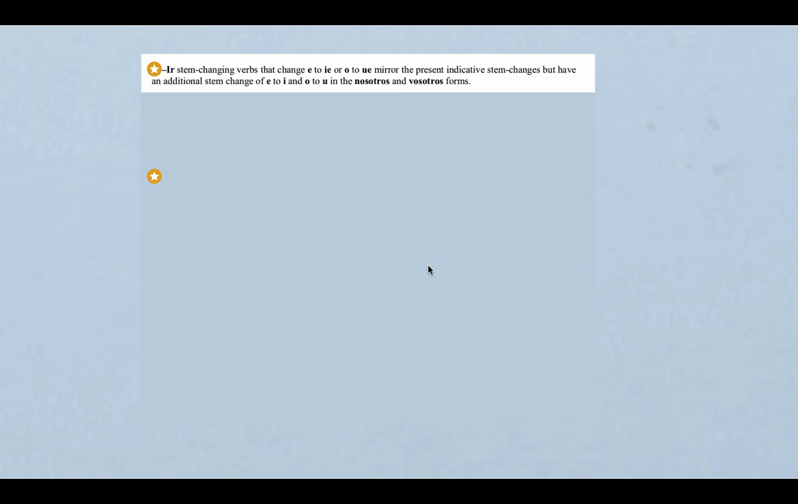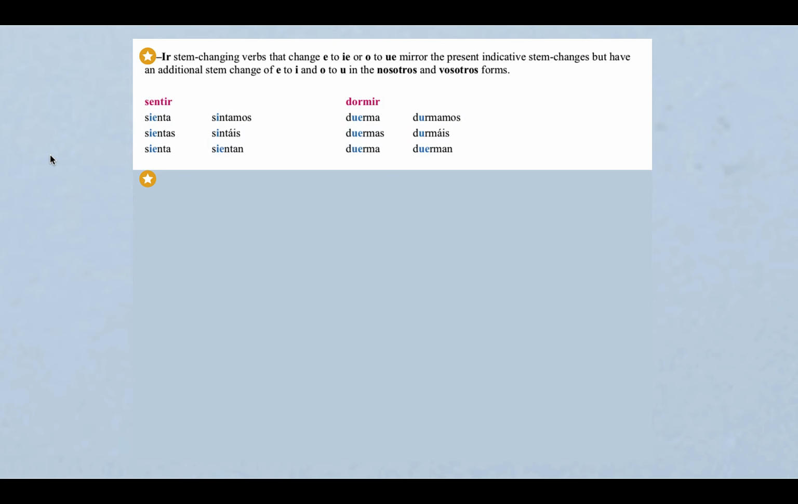So, for our stem changing verbs that change E to IE or O to UE, they mirror the present indicative stem changes, but have an additional stem change of E to I and O to U in the nosotros and vosotros form. Let's take a look at it so you can understand what I'm saying.